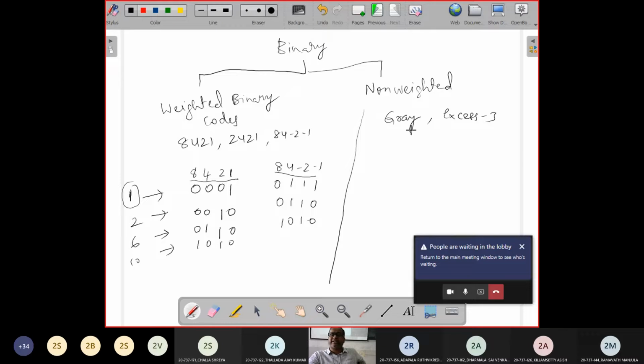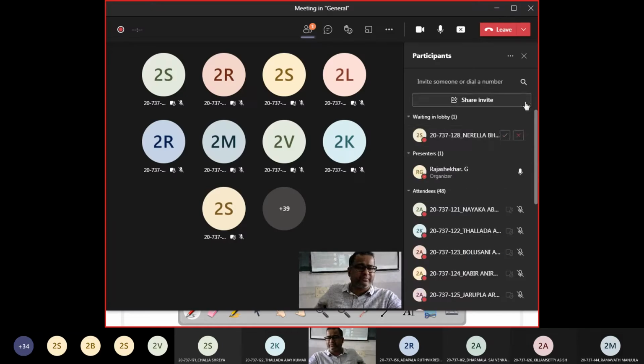Now come back to XS3. What is XS3 code? XS3 code means whatever binary code you have, to that you add 3. That becomes the XS3. Say for example, I want to represent 1 in XS3. I am here illustrating how to write XS3 code.